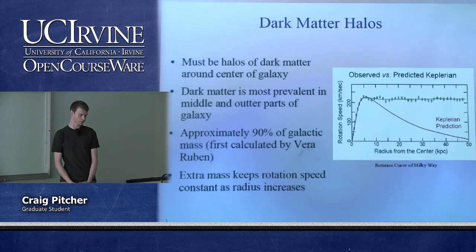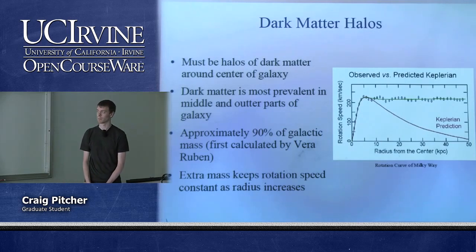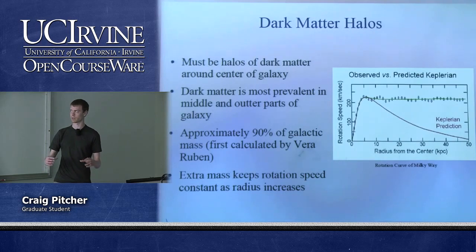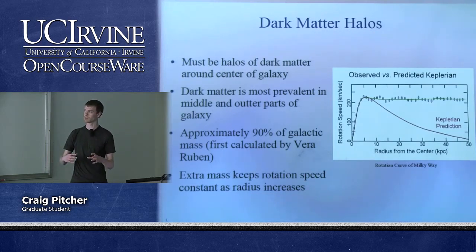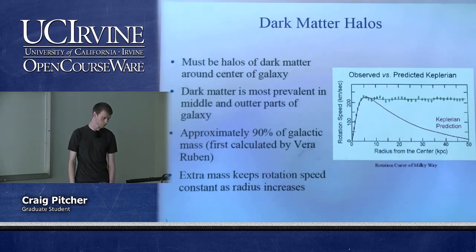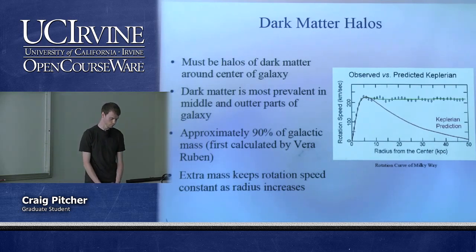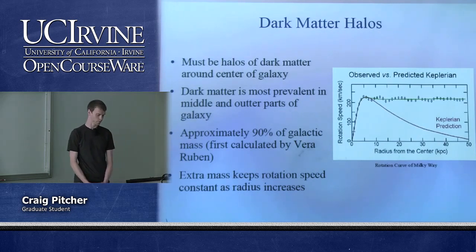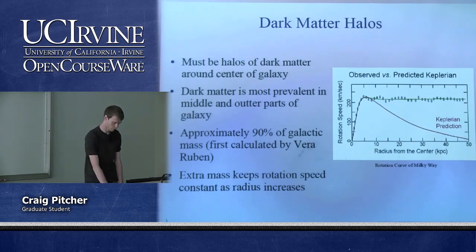So this gives rise to the idea of dark matter halos. That is, there's a halo of dark matter that becomes more and more prevalent as we pass, say, the 10 kiloparsec distance in our galaxy. Approximately 90% of the galactic mass is calculated to be dark matter, and this was calculated by Vera Rubin again. This extra mass is what keeps the rotation speed constant as the distance increases.